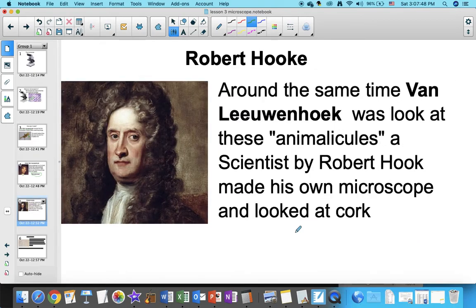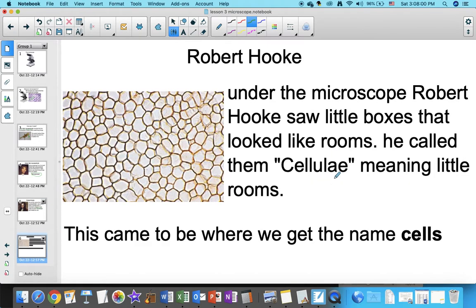At the same time as Anton van Leeuwenhoek was looking at his teeth scrapings, a scientist by the name of Robert Hooke made his own microscope and looked at cork. And when he looked at cork, he saw these sort of blocky shaped things. He saw these little boxes. He thought they looked like rooms. So he called them cellulae, meaning little rooms. This is why we have the name cells, because cells, to Robert Hooke, looked like little rooms, and so he named them that.